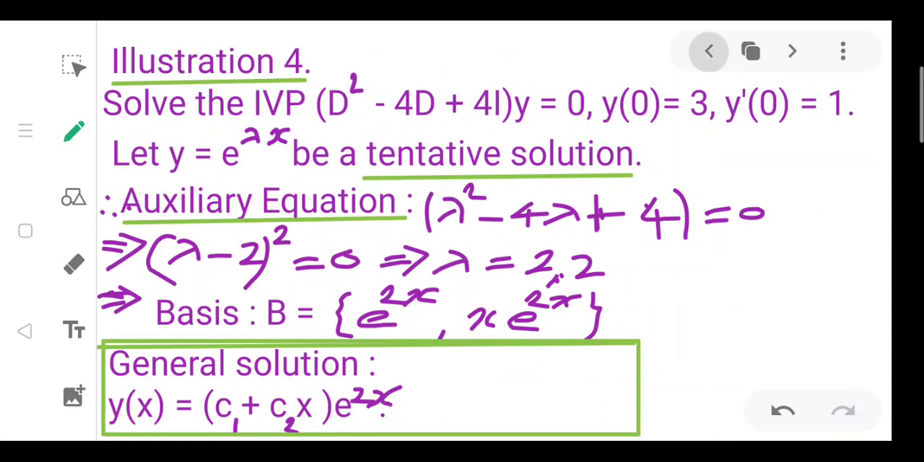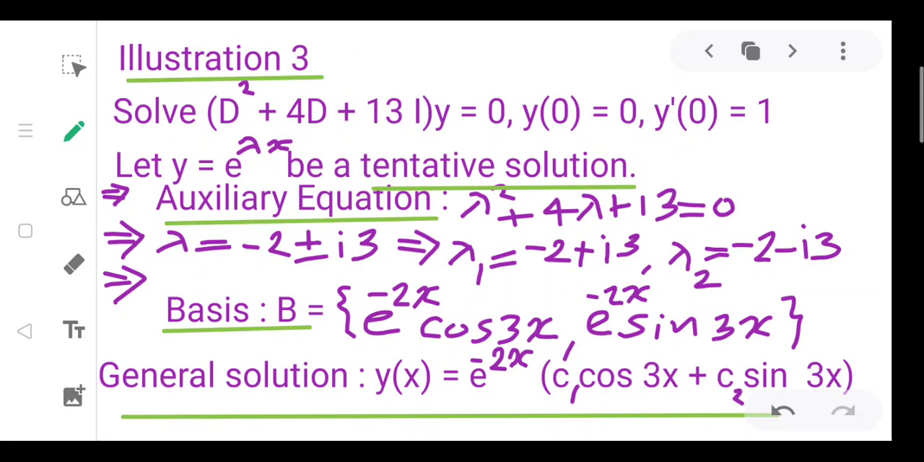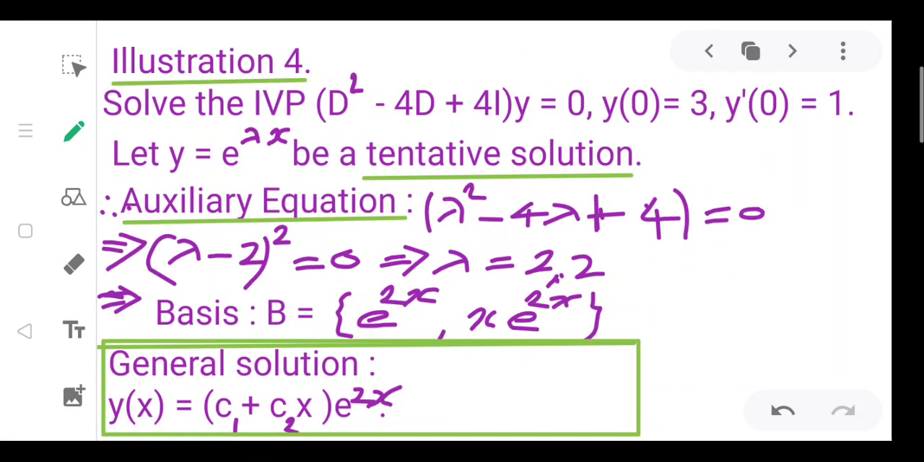Another illustration. Now in the previous illustration, the roots are what? Complex conjugates. Now one more problem. To solve the initial value problem, D square minus 4D plus 4 into y equal to 0. So this is also an initial value problem. Given the initial conditions y of 0 equal to 3 and y dash 0 equal to 1. Now, as before, we choose y is equal to e raised to lambda x as a tentative solution. So the corresponding auxiliary equation is lambda square minus 4 lambda plus 4 equal to 0.